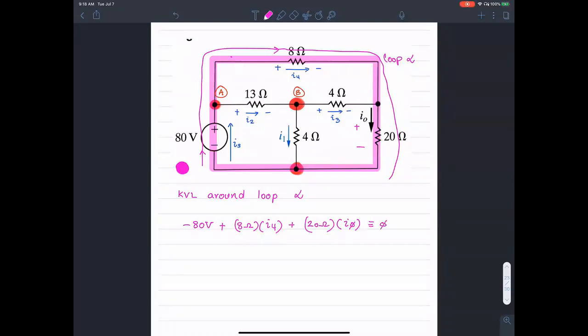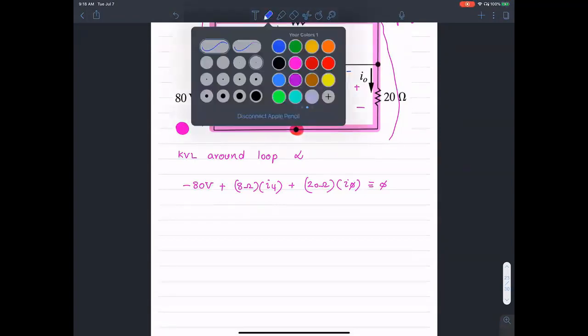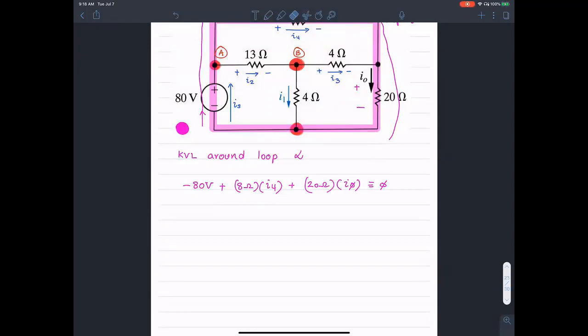I naught is 2 amperes, so I can write it as an equation. When I plug in a value of 2 amperes here, the only unknown is I4. So I4 is going to come out to be 5 amperes from the KVL loop.